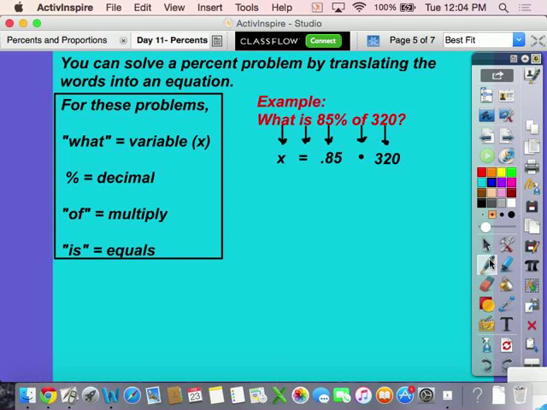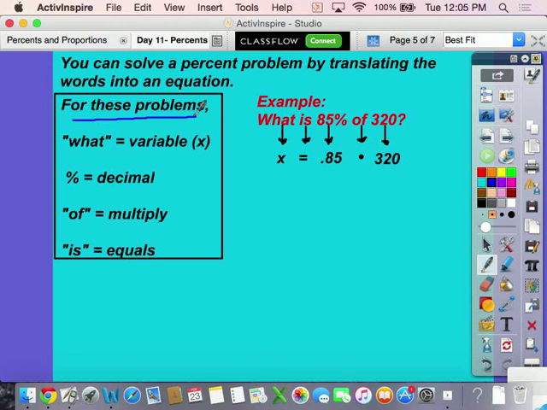All right, where we're going with this is we're going to now look at how to solve percent problems by translating the words into an equation. We did this yesterday with percents and proportions, where is over of equals percent over 100. We're going to do the same idea. So we have sort of a little key that we're going to use to help us identify what to translate, literally word for word, into our equation.